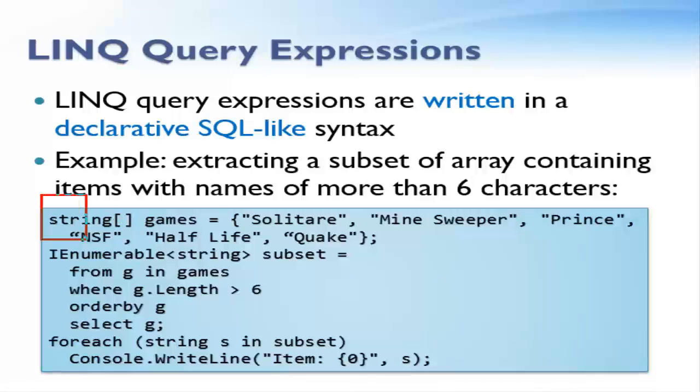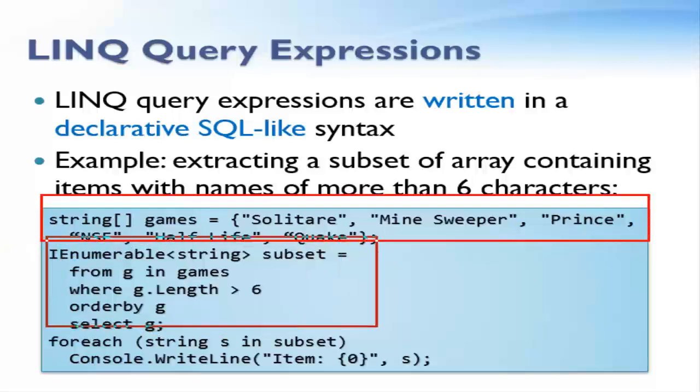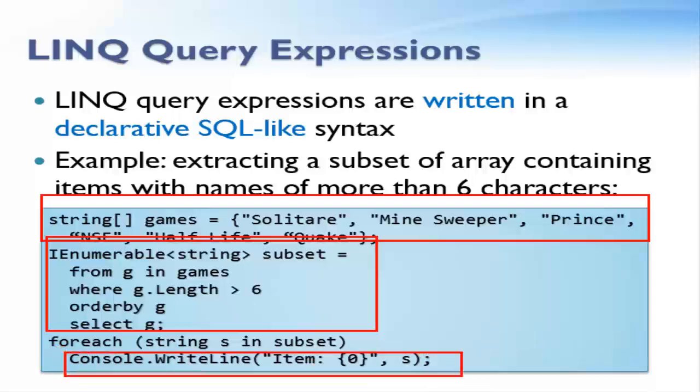First, you figure out where the data source is. Next, you specify the query. And the last thing you do is something with this query. When you run this, you're going to get a subset, you run a foreach, pick up one element of this subset, and then use Console.WriteLine to display it to the user. So this is to select the data source, this is to write the query, and this is to do something with the result set.